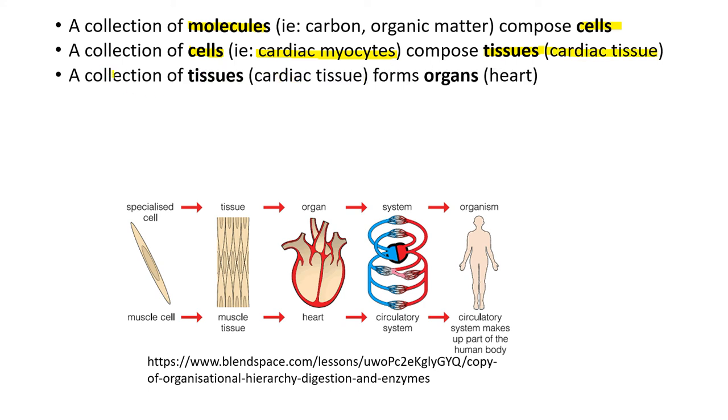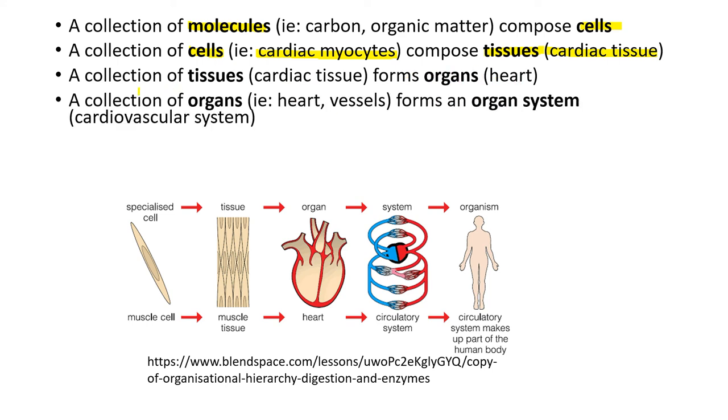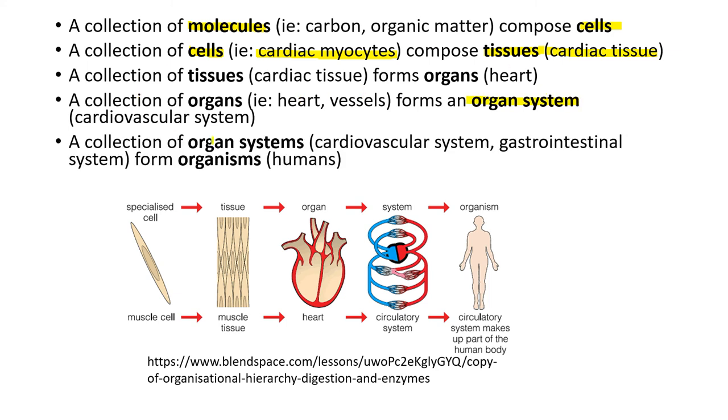A collection of tissues, so cardiac tissue, will form an organ. So the heart is a collection of cardiac tissue. A collection of organs, so for instance the heart and vessels, form an organ system. And a collection of organ systems, so for instance the cardiovascular system, the GI system, will form organisms, so humans.